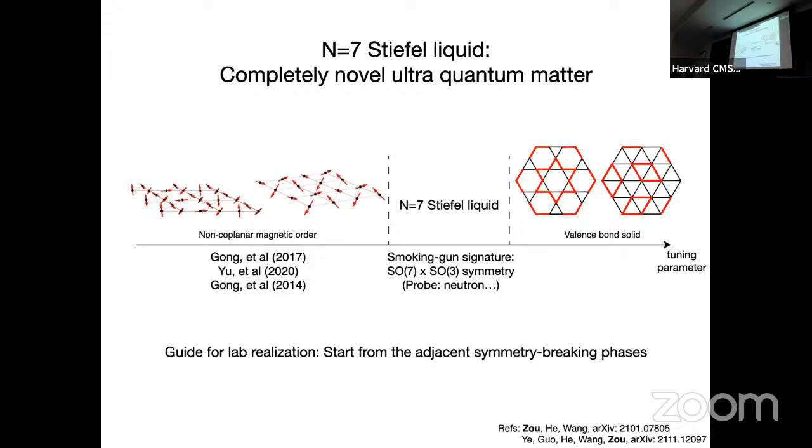For those two, the precise symmetry breaking patterns were previously reported in some numerical works. Then this is some useful information towards lab realization or numerical realization of this state, because we can just start from these symmetry breaking phases and explore their vicinity in the phase diagram, and maybe we can end up with a more interesting stable liquid, whose signature, for example, includes those emergent symmetries, which can in principle be probed by neutrons.